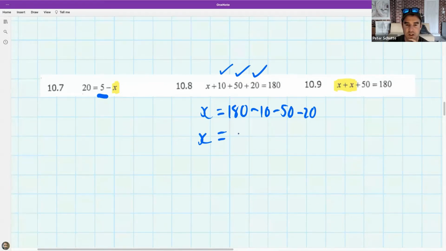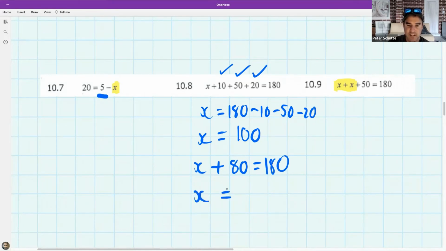My final answer was 100. Yeah, I agree with you. Well done, Natty. Now, what I was going to say, Onati, is what you could have also done is if you added up all the numbers at the beginning, and both ways are perfectly correct, you get x plus 80 is 180.